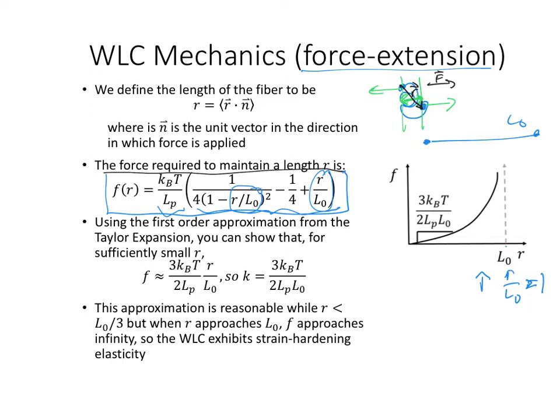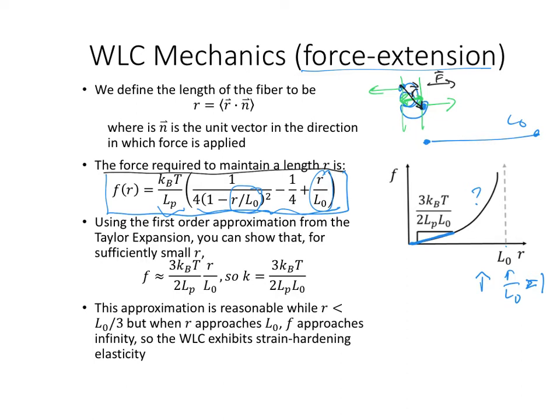So we're interested in two things here. The first one is, what is the spring constant of this at low extensions? Because that will determine a lot of the properties of a worm-like chain. And the second thing is, what happens when we get to high extensions?